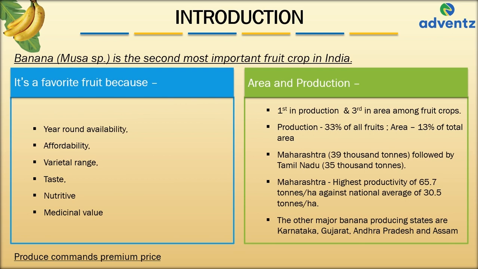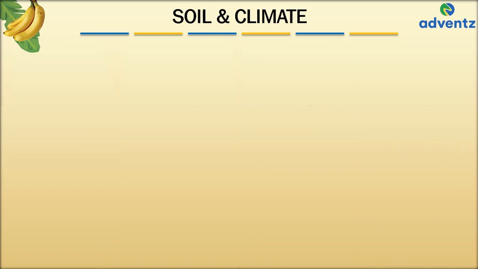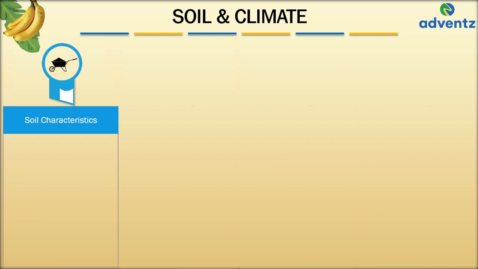Another feature of banana is that it is a high-tech cultivation of the crop and it is an economically viable enterprise leading to increase in productivity, improvement in produce quality, and early crop with the produce. That is, banana commands a premium price. Now, let's understand the different aspects which contribute to good growth of banana, like soil and climate, seasons, etc. We will start with soil and then we will study climate.